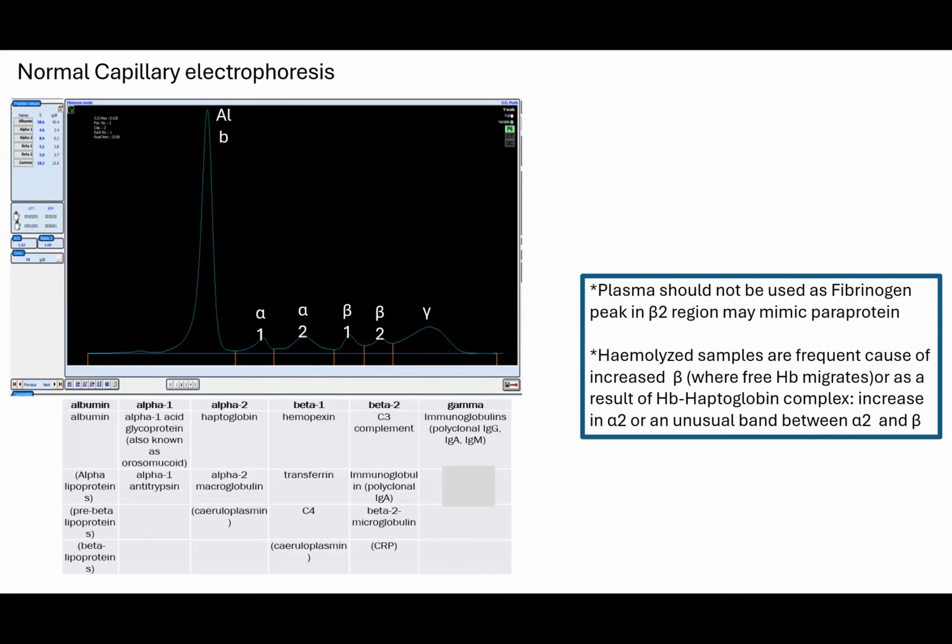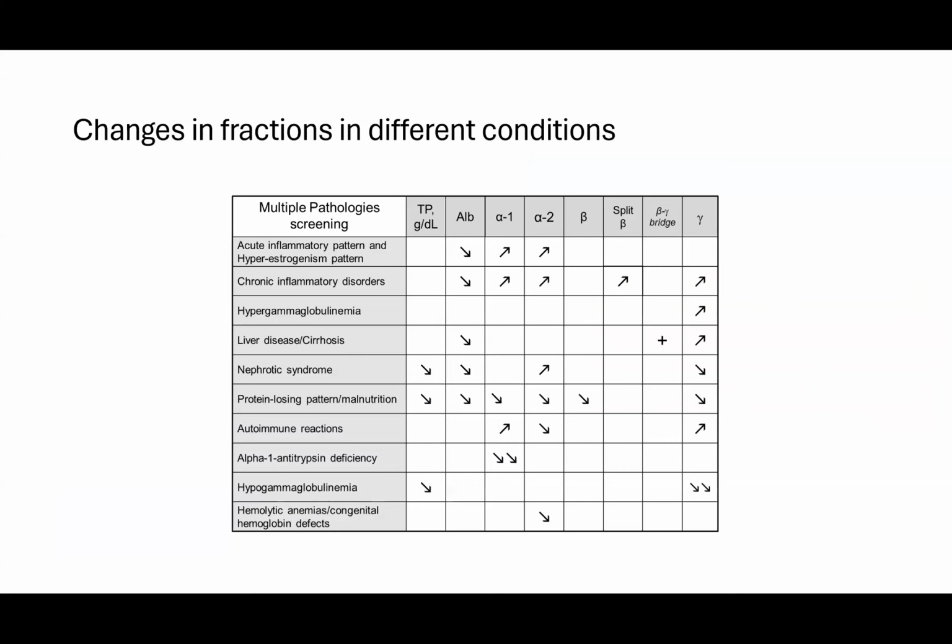Also, hemolyzed samples can cause some increased peaks in the beta region, and that's where the free hemoglobin migrates. Or, when you have free hemoglobin floating around, haptoglobin will bind to it, and the hemoglobin-haptoglobin complex can cause an increase in the alpha-2 region, or sometimes you might see an extra unusual band between the alpha-2 and beta regions. So again, a good quality sample is very important to avoid any confusion.